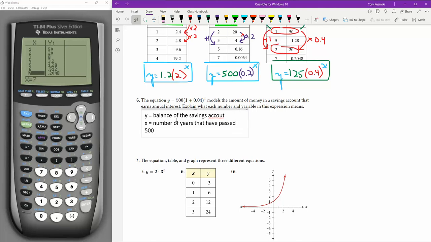500 is the starting account value. 0.04 equals 4% annual interest. That's what that means. And what else do we need? Well, the 1. That means that you're going to have 100%. You're always going to keep the 100%, but then you're going to gain 4%.